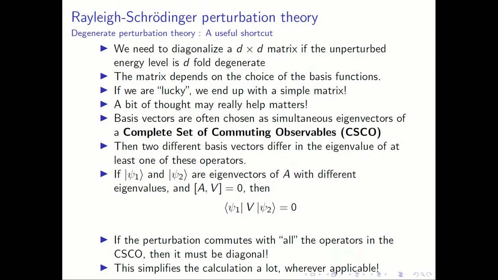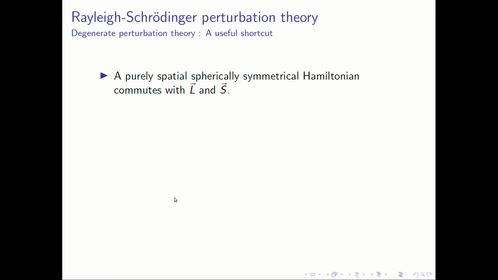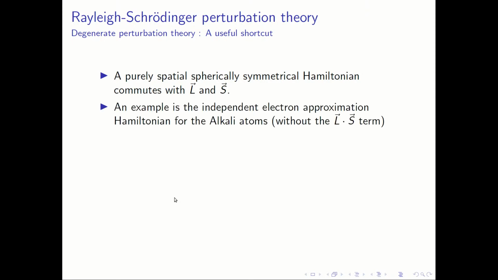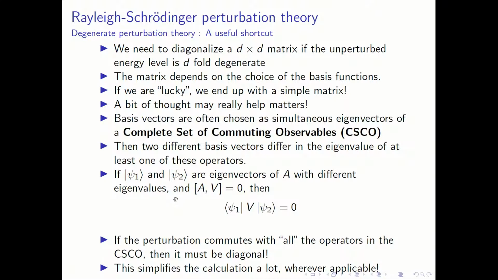Now, this fact that if you could choose a CSCO, choose the basis functions to be simultaneous eigenfunctions of a CSCO, where all the operators, apart from the Hamiltonian that is, commute with the perturbation, then the matrix that you have to diagonalize starts out being diagonal, makes your life a lot simpler. If you can find such a CSCO, that is.